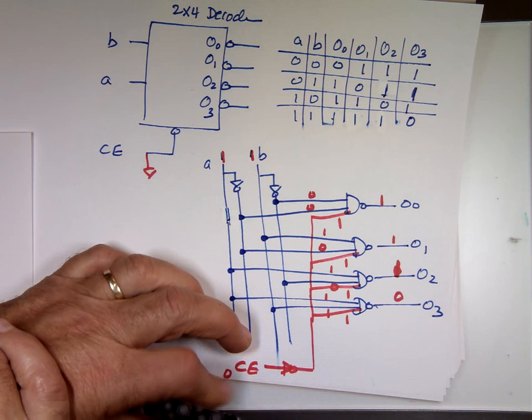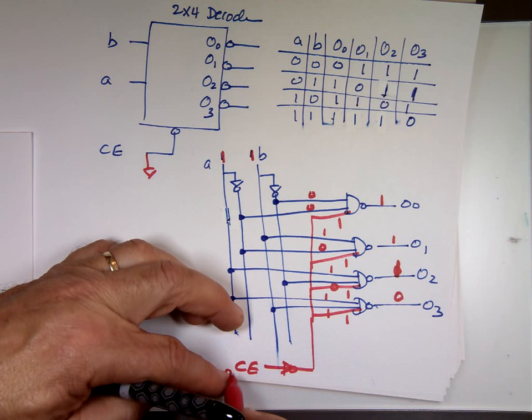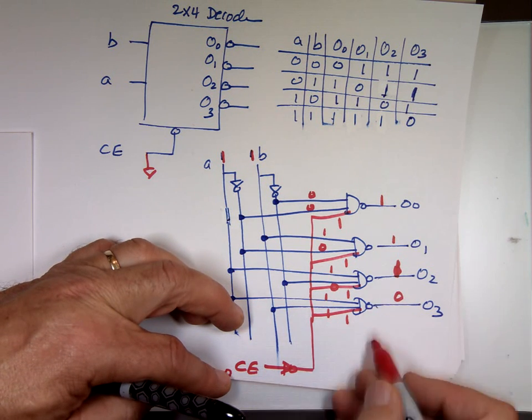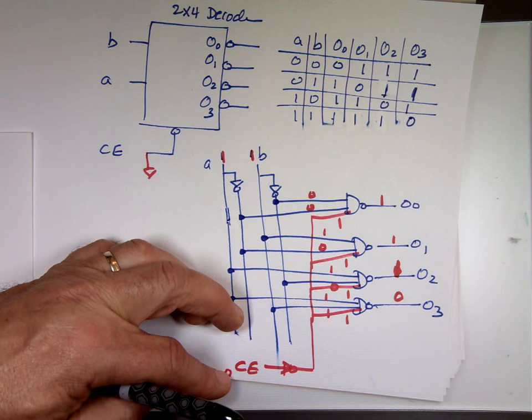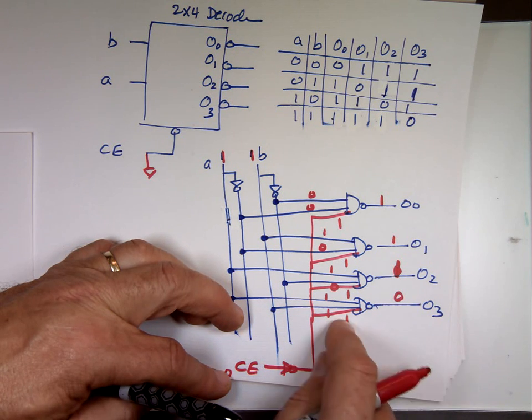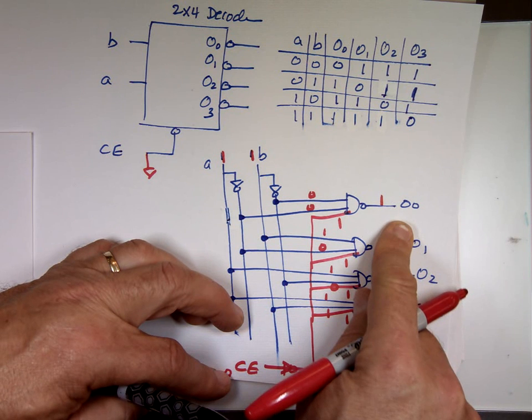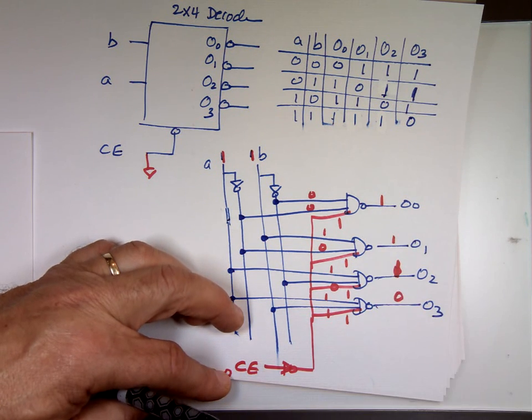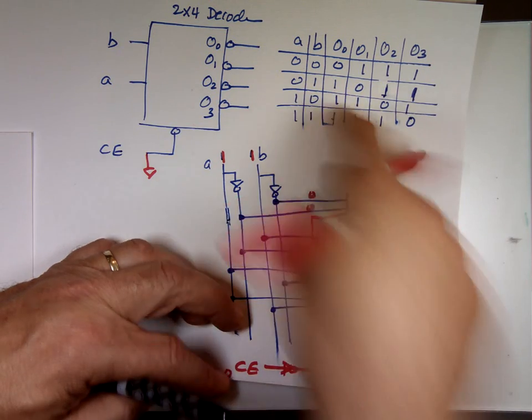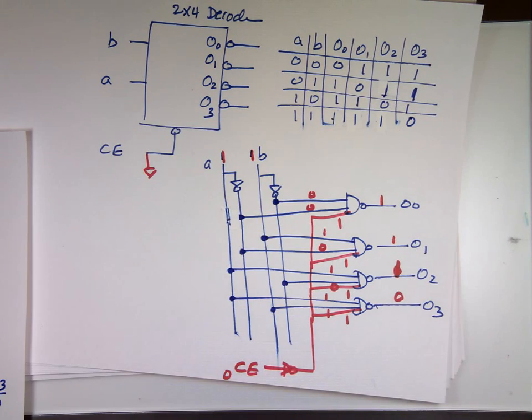But if I put a 1 here for chip enable, what happened to all of these? They're all gone. Because you have 0, they'll all be 1s. Right? We don't want that. That means it's not working. When this one is working, only one of these outputs is going to be low, the rest will be high. They can't all be the same. Only one of them at any given time. So that's what a 2x4 decoder looks like.